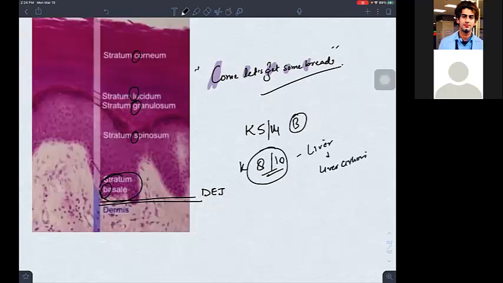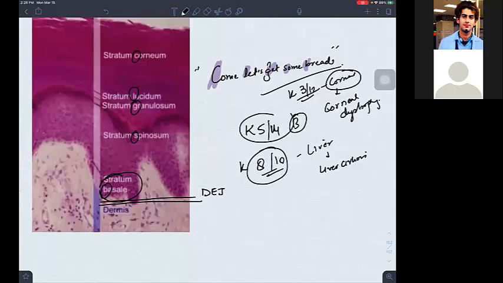And if a person has, I told you, K3/K12, this is present in the cornea. And if it is defective, that person will have corneal dystrophy. Easy. And we said we have K14, not K15, K5/K14. If K5/K14 is defective, it will lead to epidermolysis bullosa simplex.